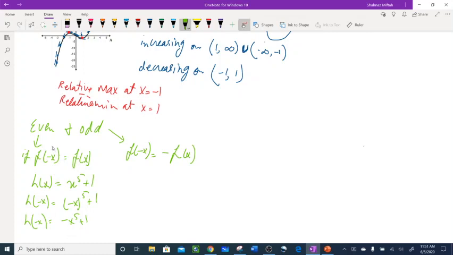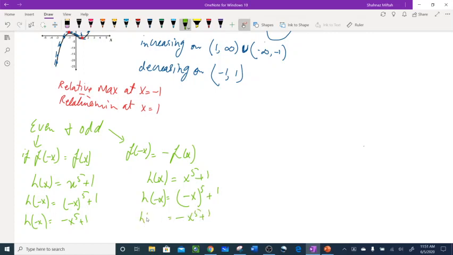And we were looking for even right now. So this is not even because I'm not getting exactly the same original one. Let's figure out if this is odd. So I'm going to do h of x equal x^5 plus 1. And odd means I'm going to plug in that negative. So again, this is (-x) to the power 5 plus 1. It will give me -x^5 plus 1.